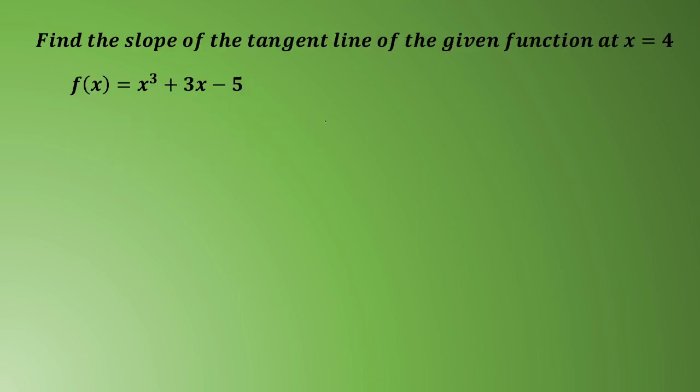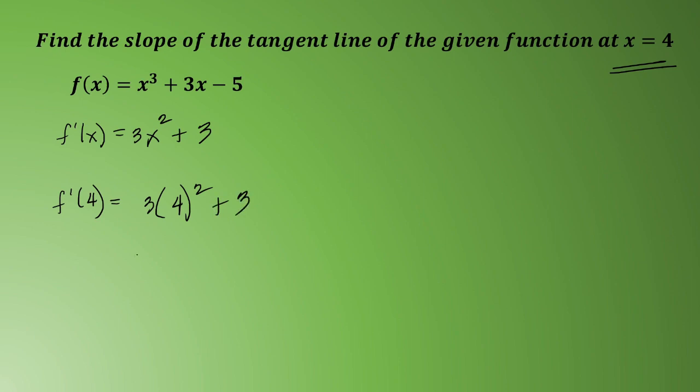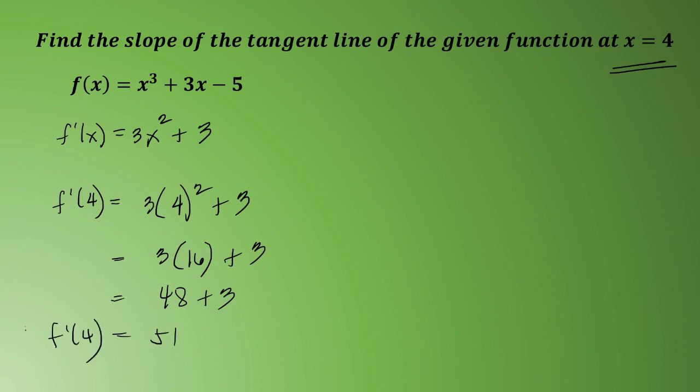Find the slope of the tangent line of the given function at x equal to 4. So getting f prime of x would be 3x squared plus 3. And you are asked to get specifically what is the slope of the tangent line at x equal to 4. So we need to do f prime of 4. So that would be 3 times 4 squared plus 3. So this would be 3 by 16 plus 3. So I have 48 plus 3, so we have 51. So that is f prime of 4.